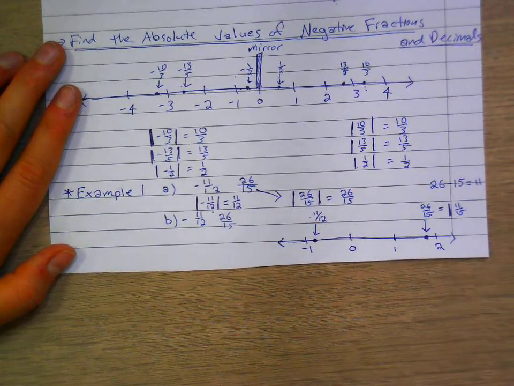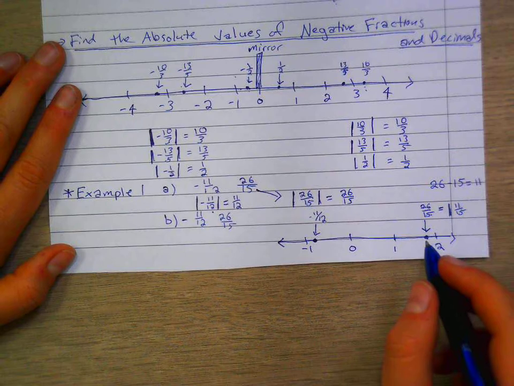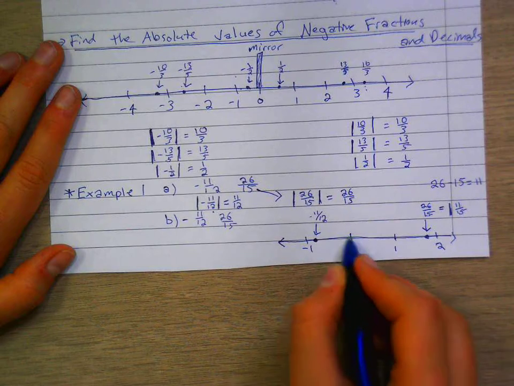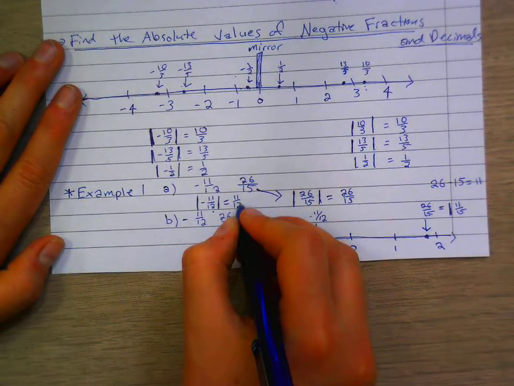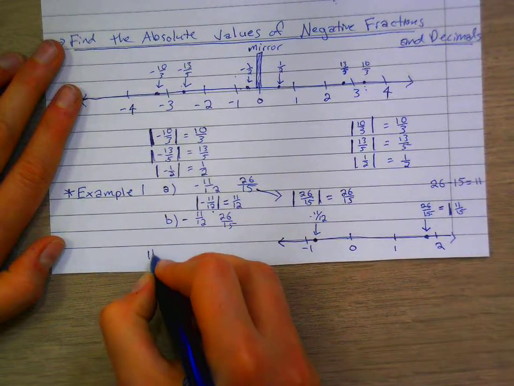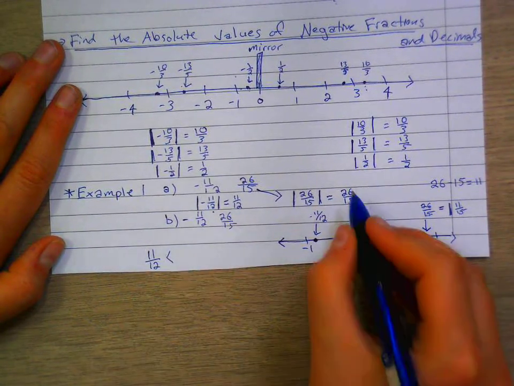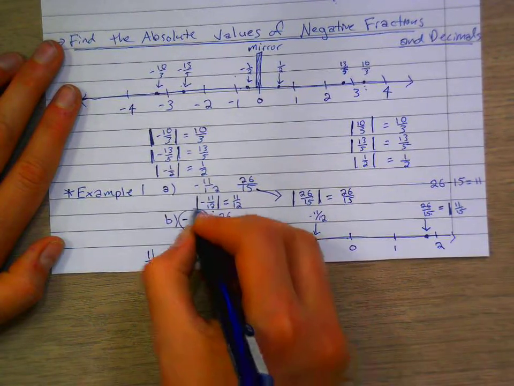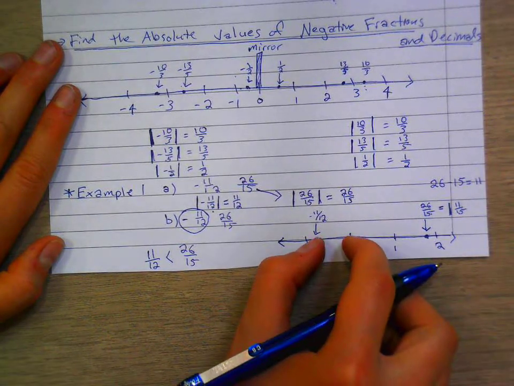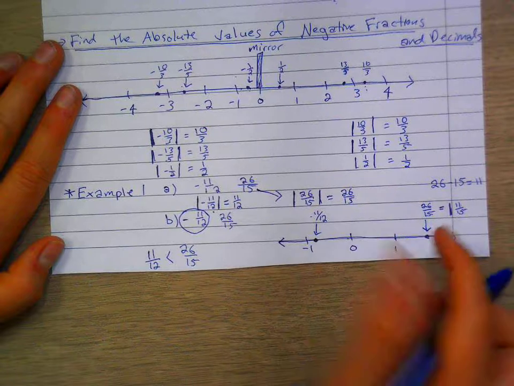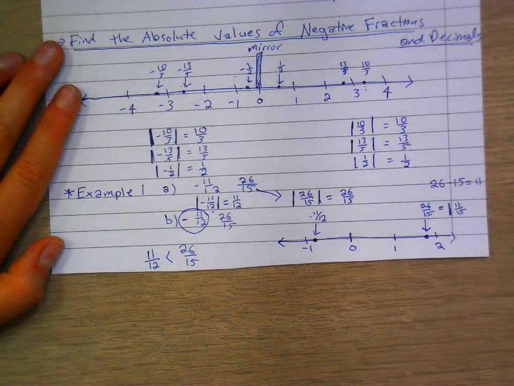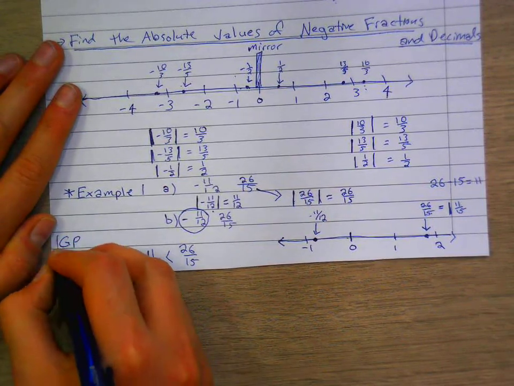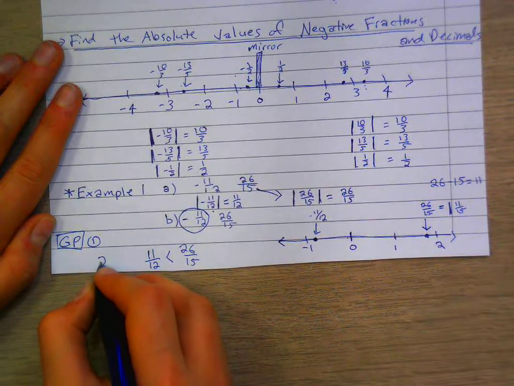Now it says, which number is closer to 0? This number has an absolute value of 11 twelfths. 11 twelfths is less than 26 fifteenths. Therefore, this value is closer to 0, which makes sense. This is smaller than this. And that is example 1. I want you to pause the video and do the guided practice problems 1 and 2 on your own sheet of paper.